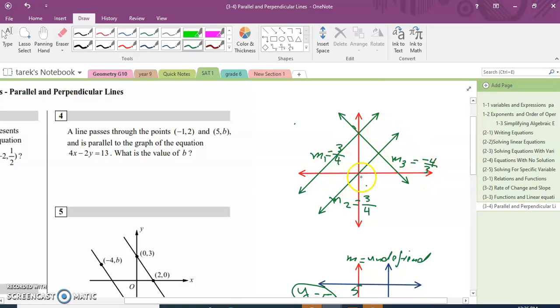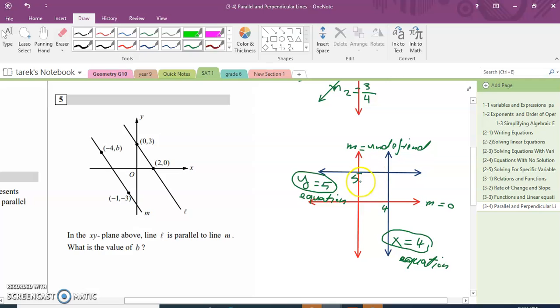Again, parallel lines have the same slope: 3 over 4, 3 over 4, 1 over 2, 1 over 2. For perpendicular lines, you have to invert the fraction. 3 over 4 will be negative 4 over 3.